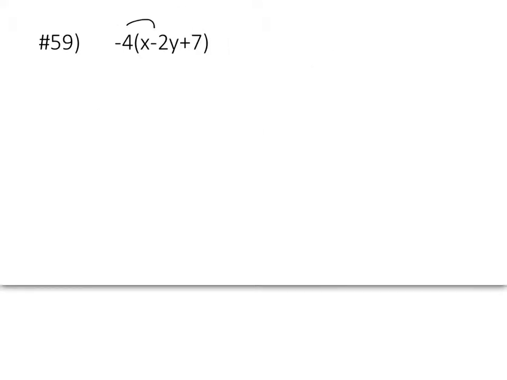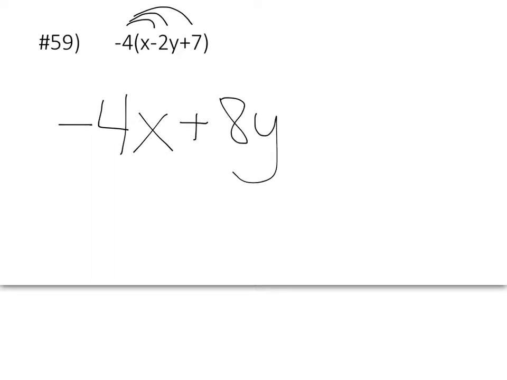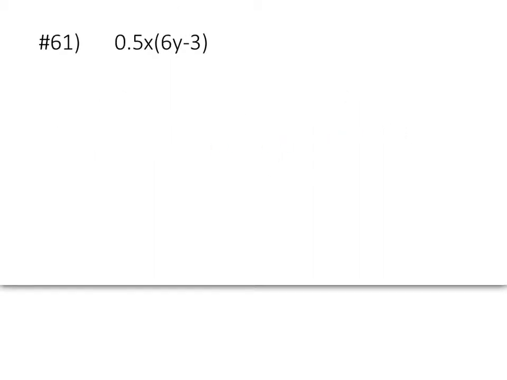Here we're distributing the negative 4 to all 3 pieces, so be careful. Negative 4 times x is negative 4x. Negative 4 times negative 2y is positive 8y, so be careful. A negative 4 times a negative 2y gives you a positive 8y. And then a negative 4 times a positive 7 is a negative 28. And then just make sure you don't have any like terms, which you do not, so you can move on to the next one.